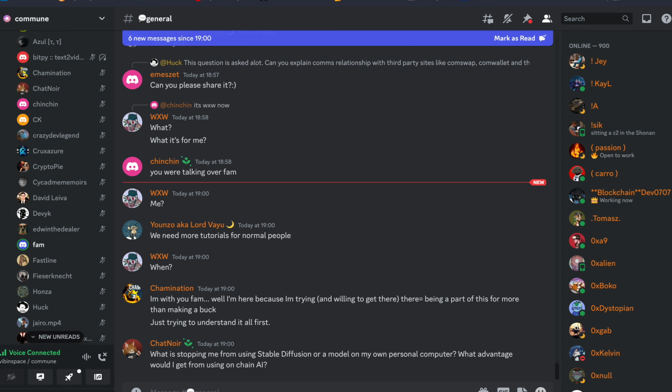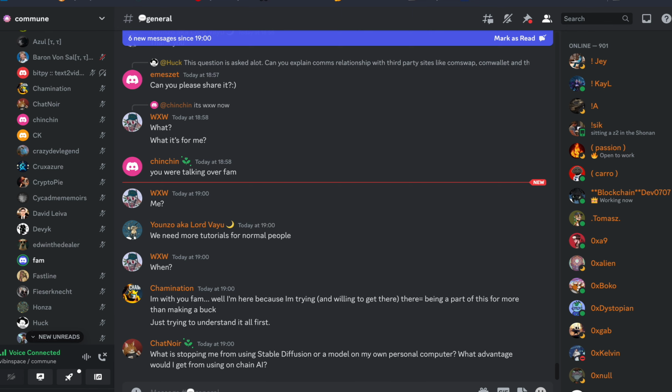What is stopping me from using Stable Diffusion or a model on my own personal computer? Oh, so yeah, you could do that. You could use Stable Diffusion on your own computer. We're not saying you shouldn't do that. However, if you connect to the network, you have access to all these different computers with different things. Some could be running slightly altered Stable Diffusion, some could be running just base models.